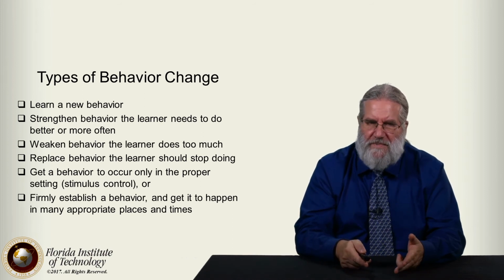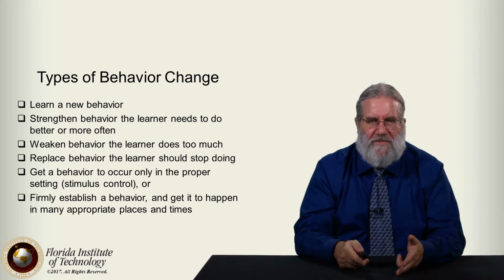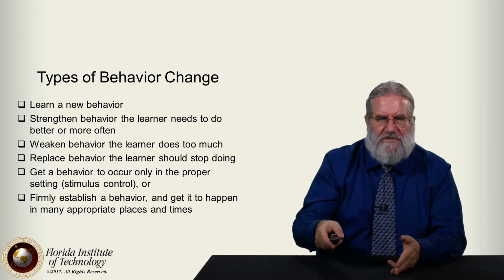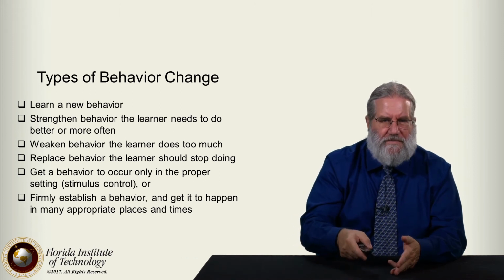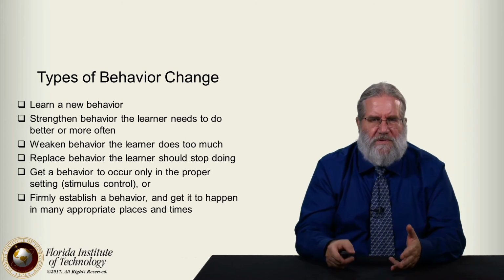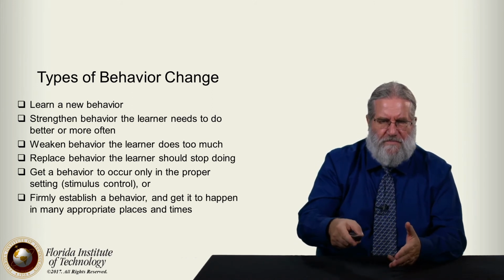We want to weaken behavior that the learner does too much, right? Or in the wrong place. Well, we'll talk about the wrong place in a minute. We want to replace behavior the learner should stop doing. So there's stuff the learner does too much. There's stuff that the learner should stop doing. There's other behavior that occurs in the wrong place, and we want to teach the proper stimulus control.